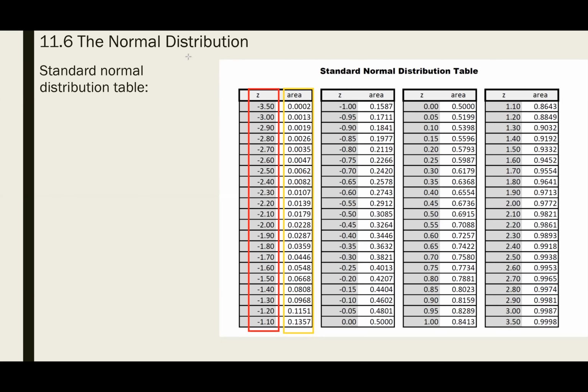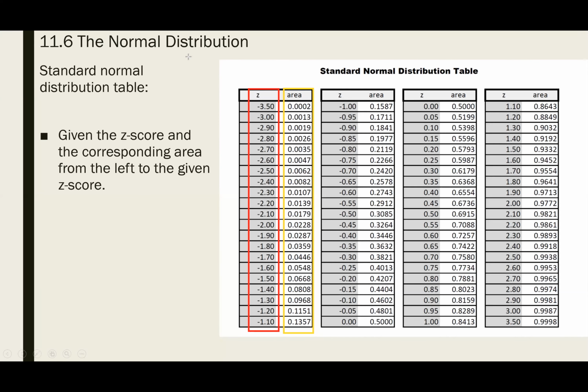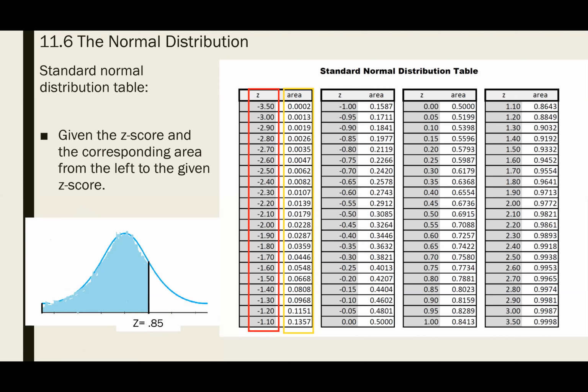What does that mean? That means if I have a z-score of 0.85, and I ask you to find the area to the left of 0.85, meaning I'm looking for this area right here, ladies and gentlemen, the area from this region to 0.85, how do we find this area underneath the curve, or the percentage, or later on, the probability?